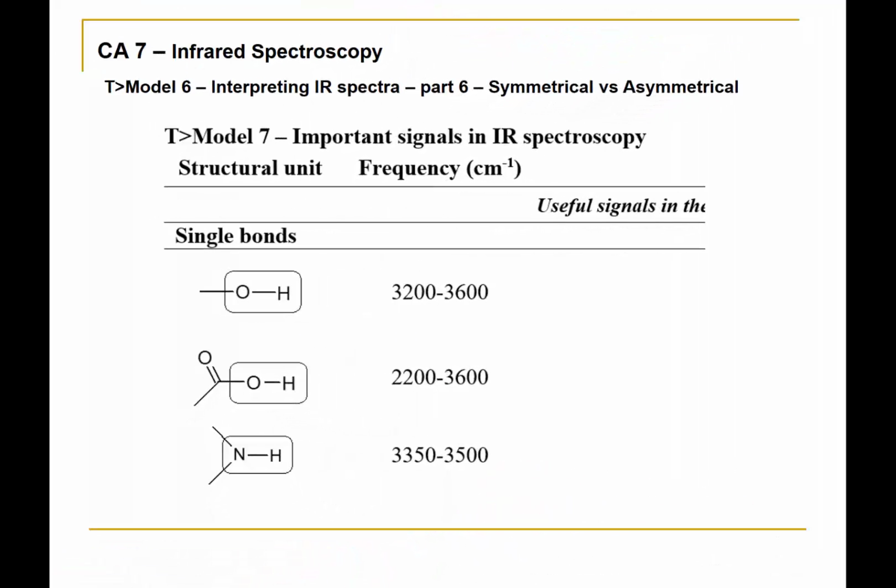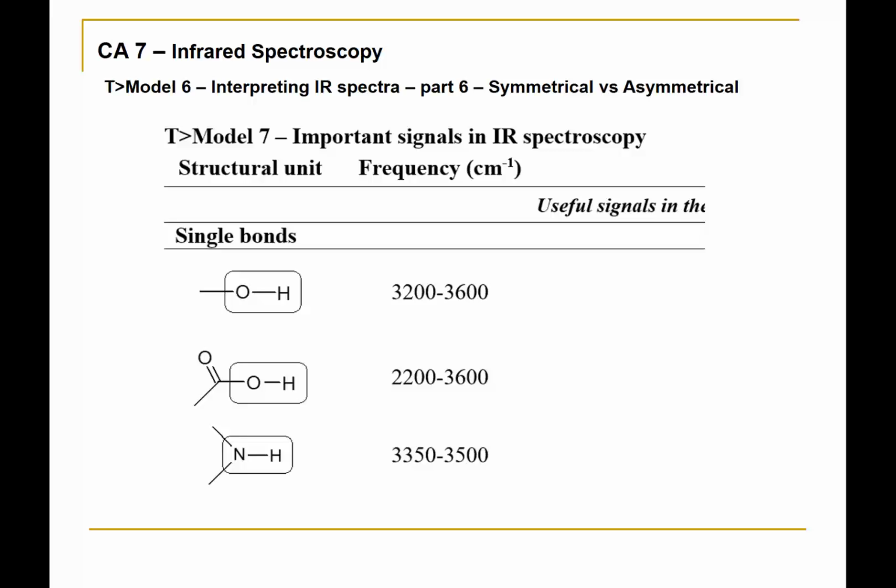In this video, I'd like to look at one last aspect concerning teaching model number 6, the interpretation of the information of an IR spectra, and specifically part 6, symmetrical versus asymmetrical stretches. Before we get to part 6, let's return to the table in teaching model number 7, which indicates the important signals in an IR spectrum.